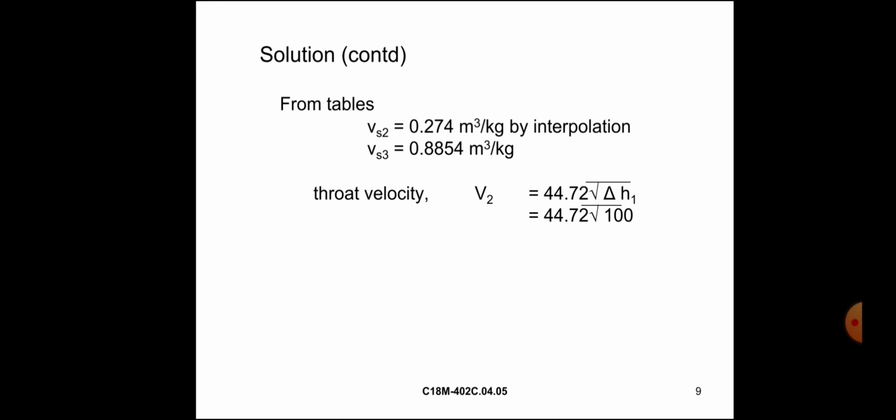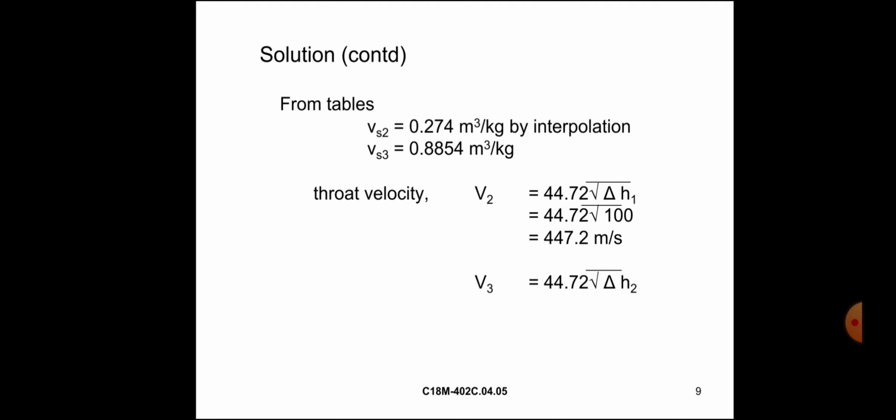Solution. From tables, vs2 is equal to 0.274 meter cube per kg. By interpolation, vs3 is equal to 0.8854 meter cube per kg. Throat velocity V2 is equal to 44.72 under root Delta H1, where Delta H1 value is 100.